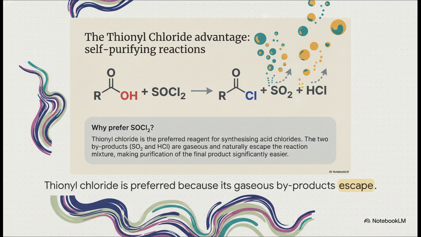But why? Well, it all comes down to its byproducts. When thionyl chloride does its thing, it produces sulfur dioxide and hydrogen chloride. And here's the brilliant part. Both of those are gases, so they literally just bubble away and disappear into the fume hood. What does that mean for the chemist? A much, much cleaner product and way less work trying to purify it. It's a beautifully elegant solution.